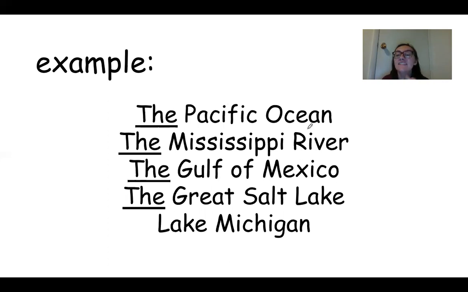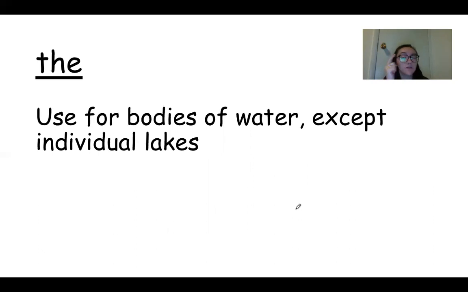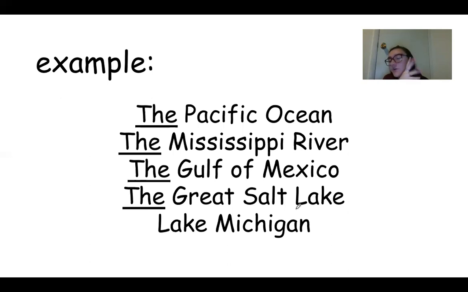So when you say Pacific Ocean, when you're talking to somebody, you would say the Pacific Ocean. I like the Pacific Ocean, the Mississippi River, the Gulf of Mexico. I live next to the Great Salt Lake. Now, you may be thinking, didn't you just tell me to not use it with individual lakes, meaning like one lake? Well, that's the weird thing about this. So, if you were saying the Great Salt Lake, which is the lake that is by us, right, in Salt Lake City, it's because the Great Salt Lake is its like title.